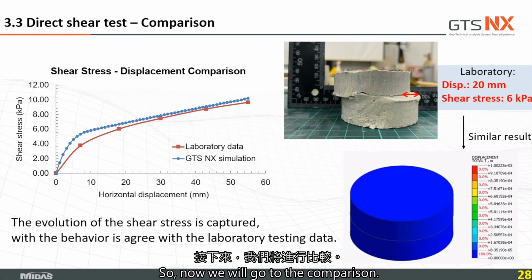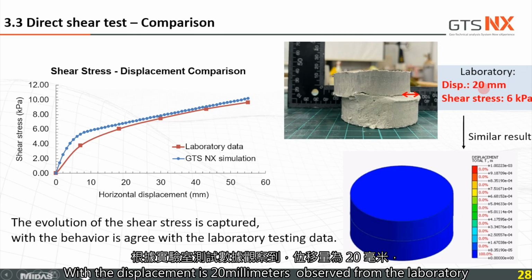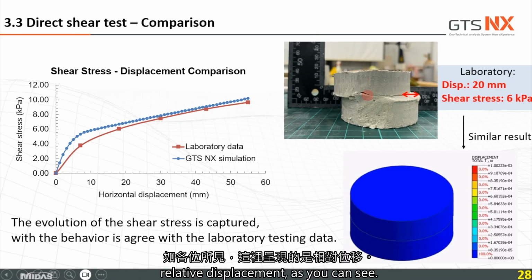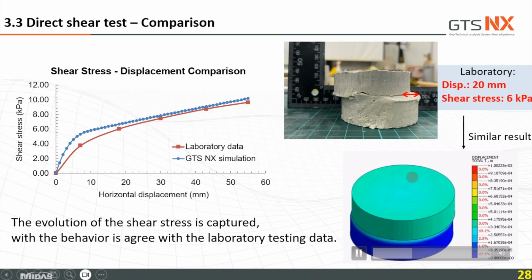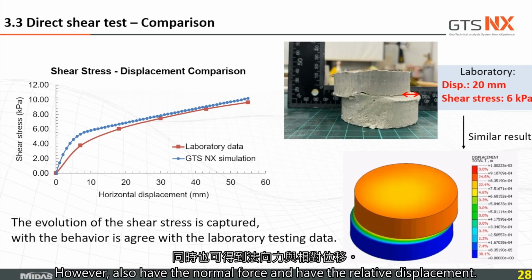Now we will go to the comparison. The displacement is 20 millimeter observed from the laboratory testing data, and the shear stress is 6 kilopascal, and you have the relative displacement as you can see. And now you can see the figure of the displacement in the testing. It's gradually increasing, and it also has the normal force and the relative displacement.